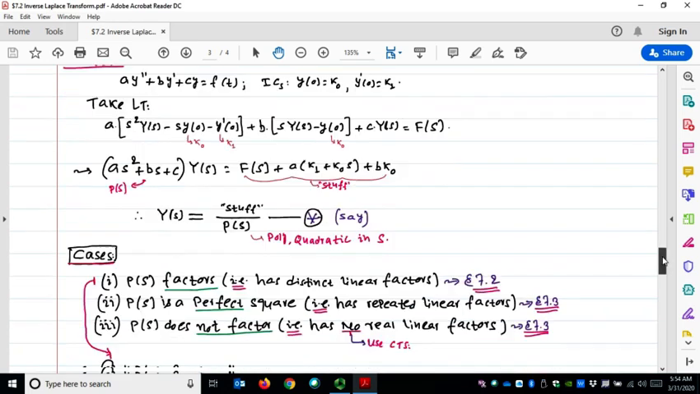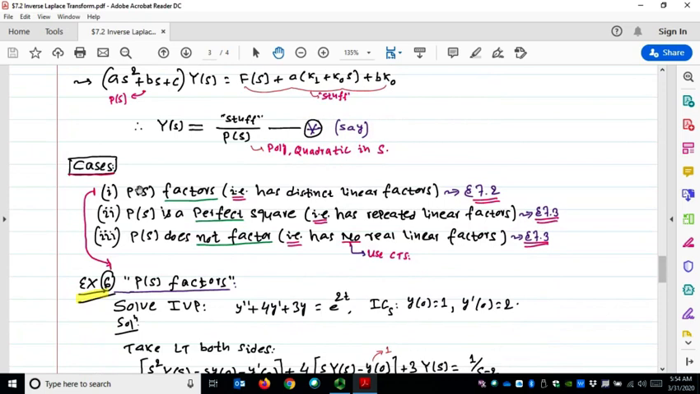Now let's talk about the cases here. In the first case, P of s factors, this polynomial has distinct linear factors, which we cover in this section. So now I'm doing an example below related to this first case. For the other cases, P of s is a perfect square, and P of s does not factor, which we'll cover in the next sections. Great. So let's talk about the first case here, P of s factors.